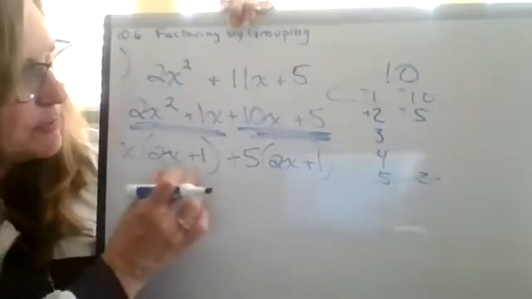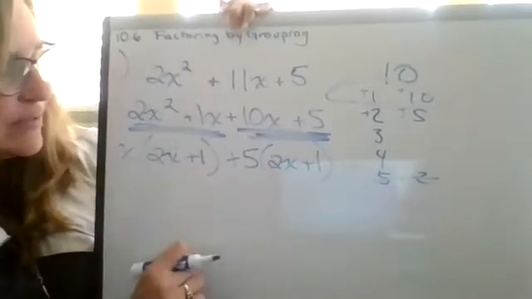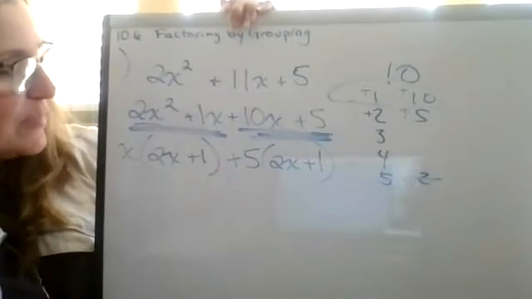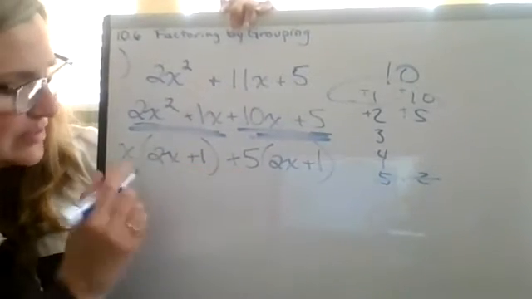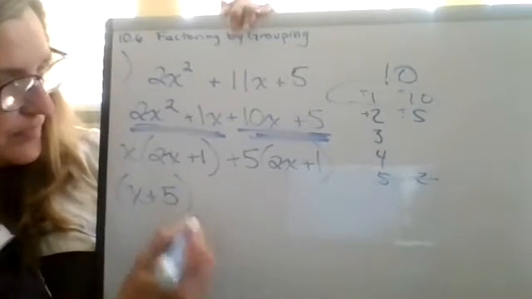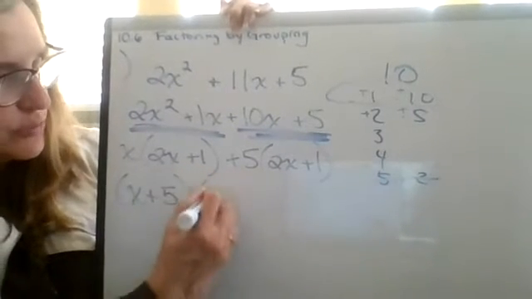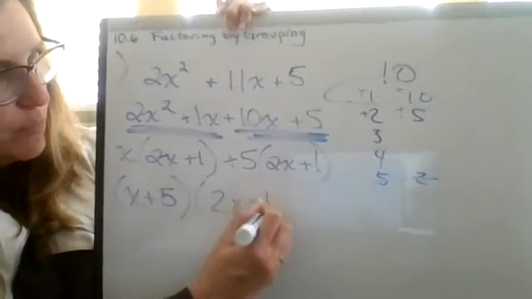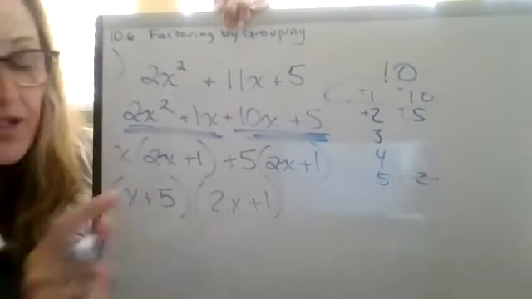And now by the distributive property, I can pull those out into one, make them into one factor. And I'm going to pull this down. And this becomes a factor, which is x plus 5. And now this is the second factor, which is 2x plus 1. Okay, so what did I do again?